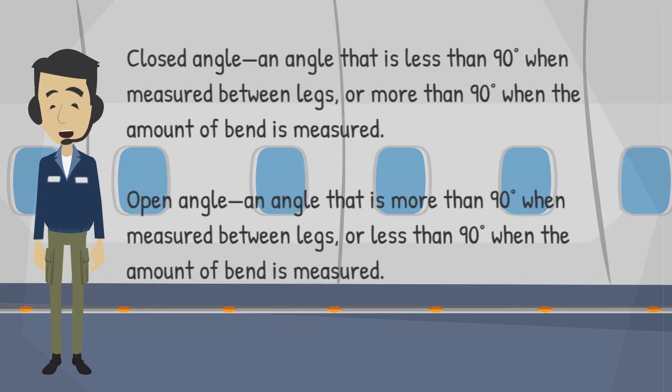Closed angle: an angle that is less than 90 degrees when measured between legs, or more than 90 degrees when the amount of bend is measured. Open angle: an angle that is more than 90 degrees when measured between legs, or less than 90 degrees when the amount of bend is measured.